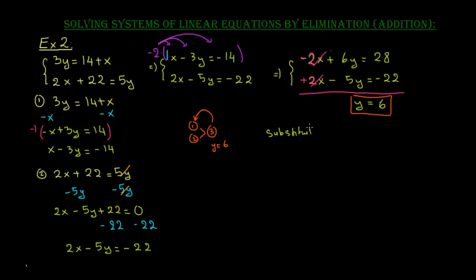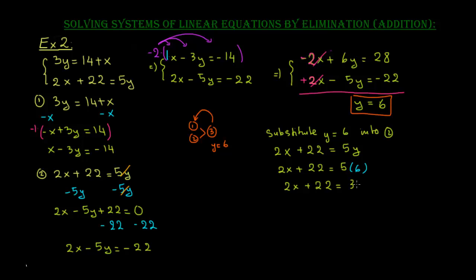Substitute y equal to 6 into, let's say, the second equation. We can plug into either the first or second, so I choose the second equation. So we have 2x plus 22 equal to 5y. This gives me 2x plus 22 equal to 5, and y will be replaced by 6. Then we have 2x plus 22 equal to 5 times 6, which is 30.